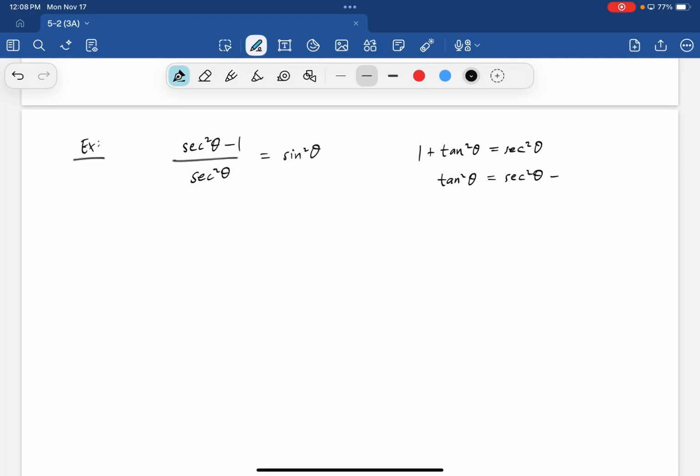So we want to always be on the lookout for how we can use these various identities like that. So that means we can simplify the left-hand side as tangent squared over secant squared. Okay? So something that would have been illegal would have been to multiply both sides by secant squared. That would have been illegal. Cannot change the value of either side.